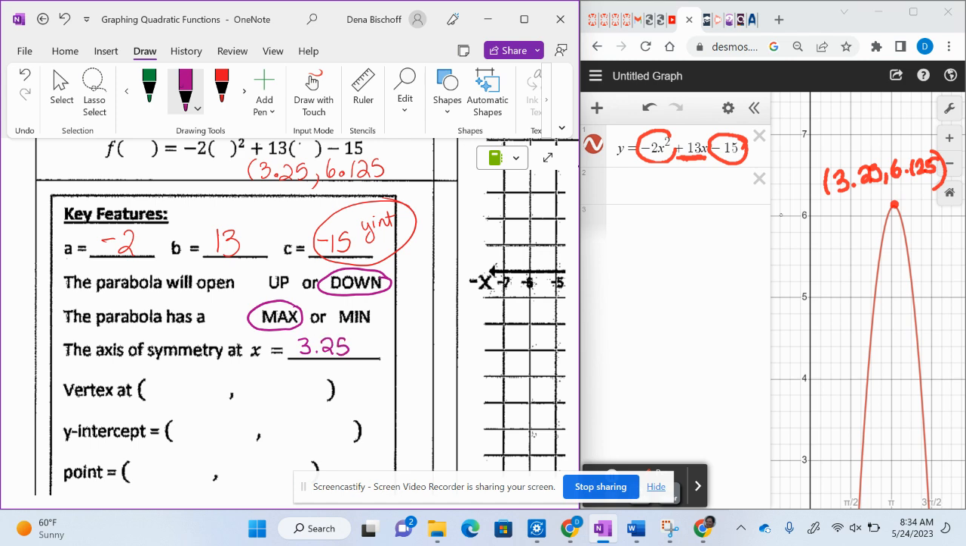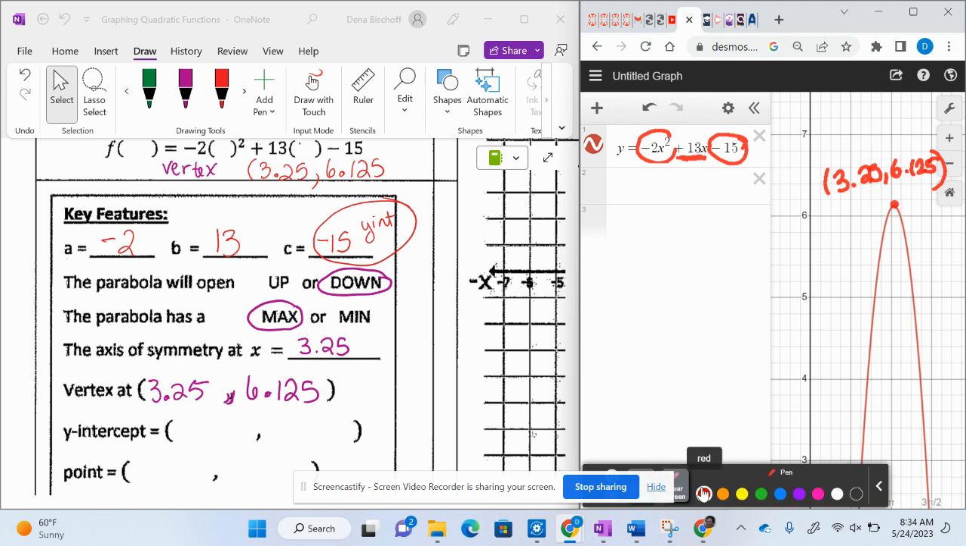Where's your vertex? Well, I wrote it right here. Right? Your vertex is the ordered pair 3.25, comma 6.125. And I didn't do any of the math. I let Desmos do all of the thinking for me. Where's the y-intercept? Well, I'm going to drive my graph. I'm going to see if I can move my graph to find the y-intercept.